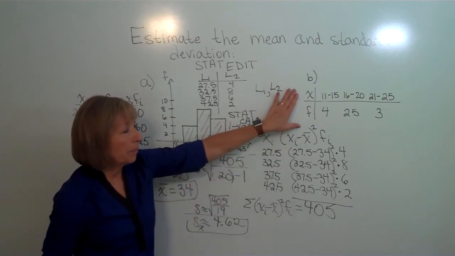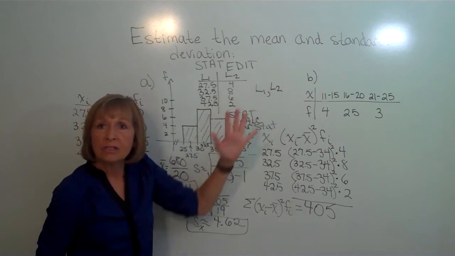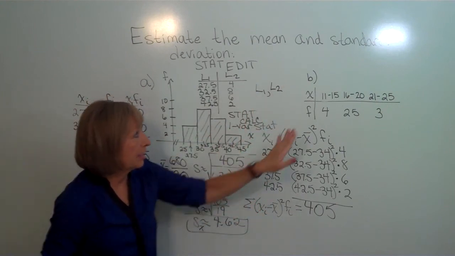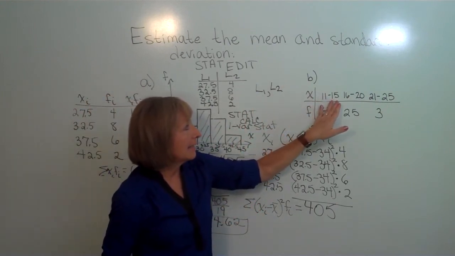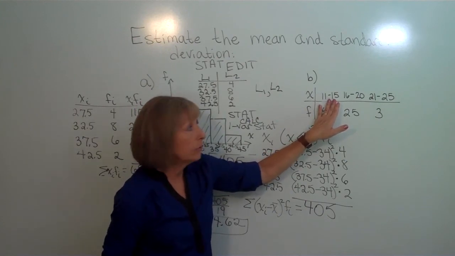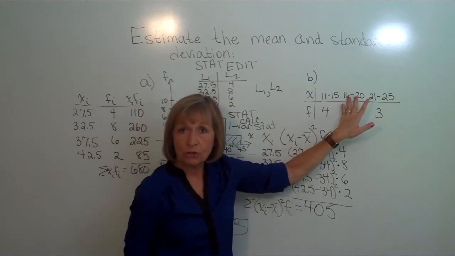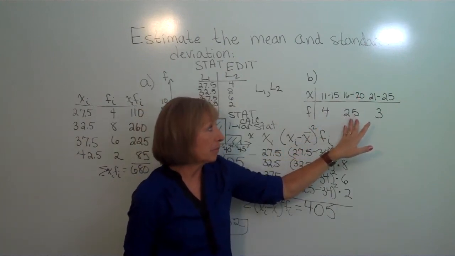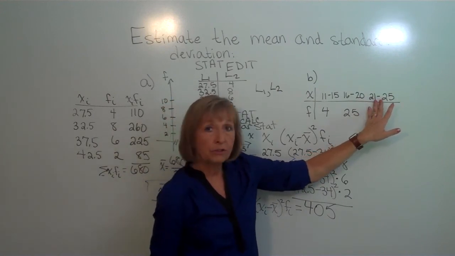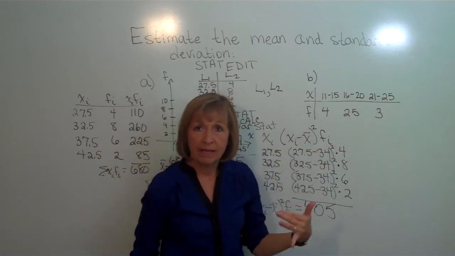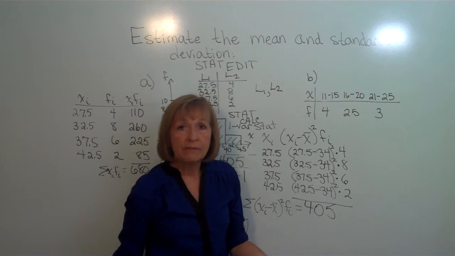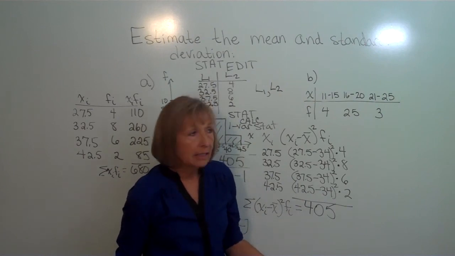Now, let's look at Part B. So Part B is just another way of giving the information. It's got an x list where it's giving you intervals of values. So for the numbers 11 to 15, there were 4 numbers. For the numbers 16 to 20, there were 25 numbers. For the numbers 21 to 25, there were 3 of them. So it's just giving you another way of doing the grouped data.